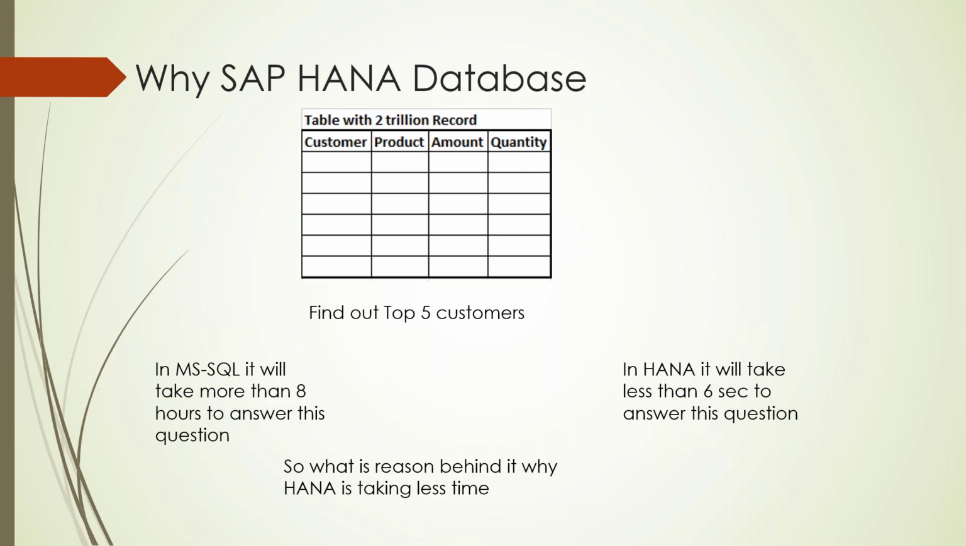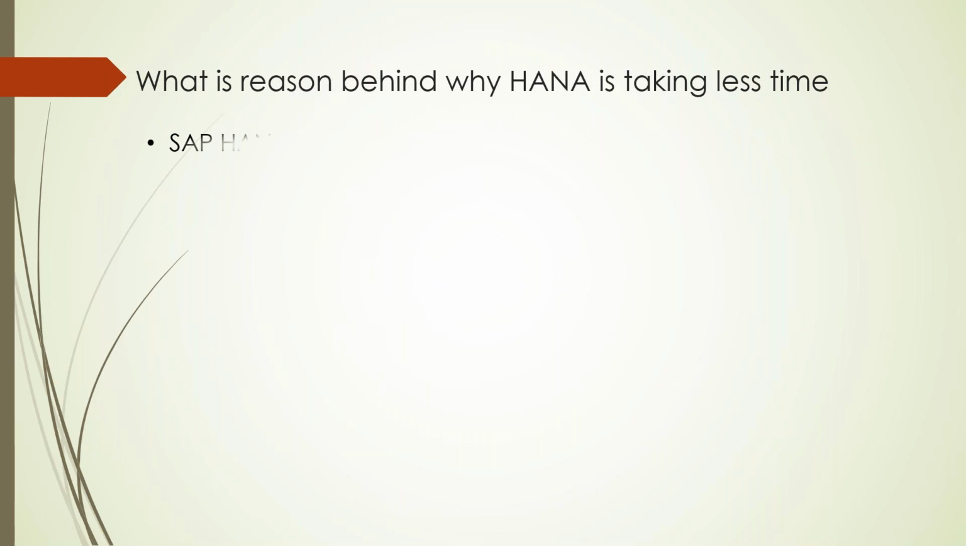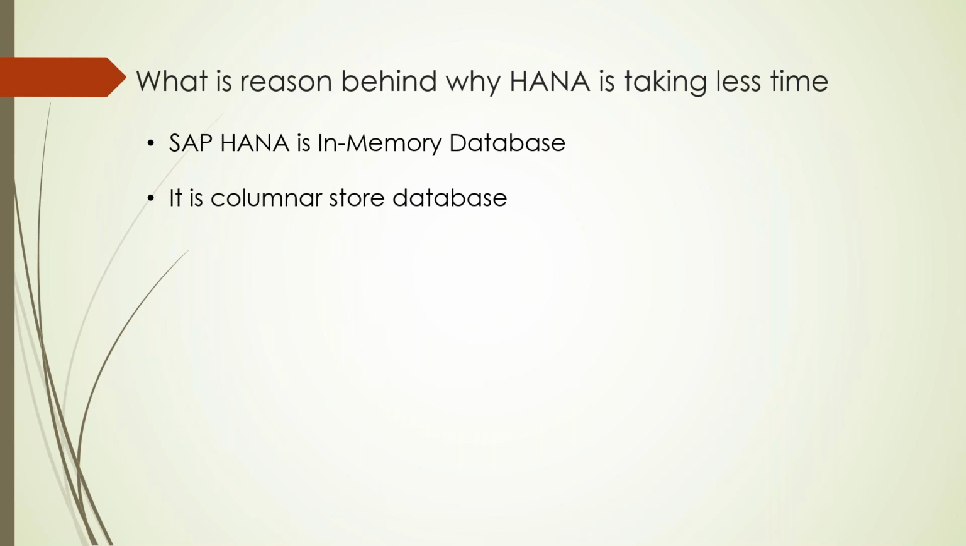So what is the reason behind why HANA is taking less time? Because HANA is an in-memory database. It is a columnar store database. It does massive parallel processing of the data. So these are the features of the HANA database. These are the basic features, not a main feature.